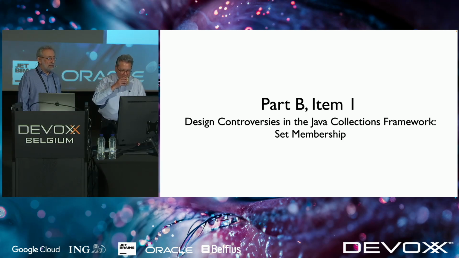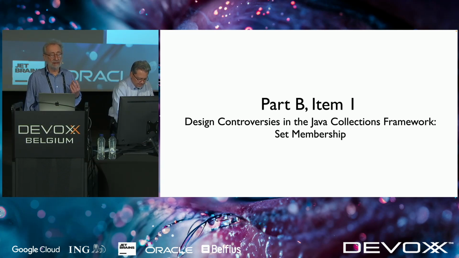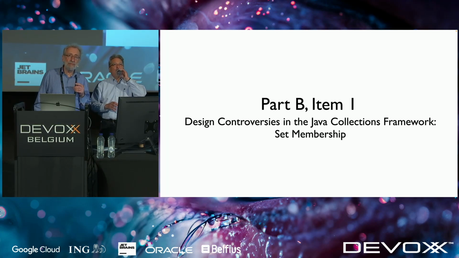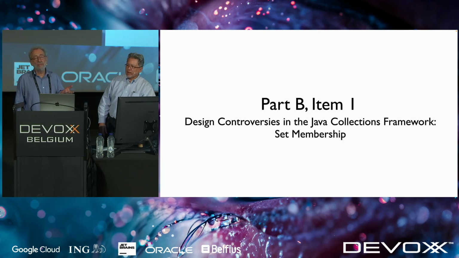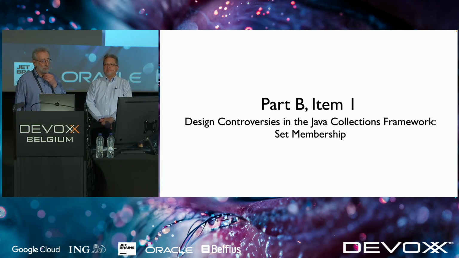So in this second part, we're now going to talk a little bit about two controversies in the design of the Java collections framework. Things that trip people up. One of them that trips people up quite a lot is set membership, and one that they want to trip us up with is about immutable collection types.